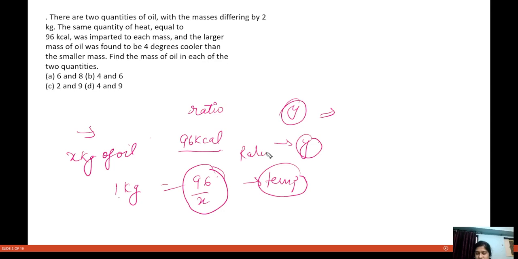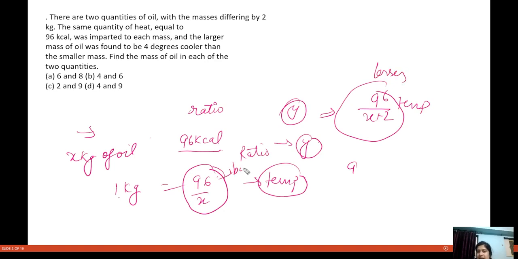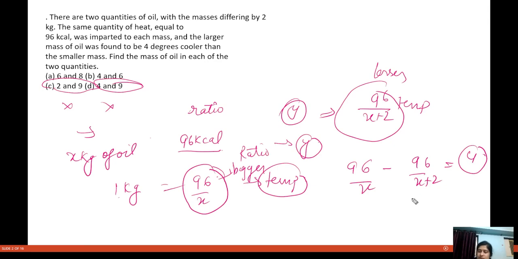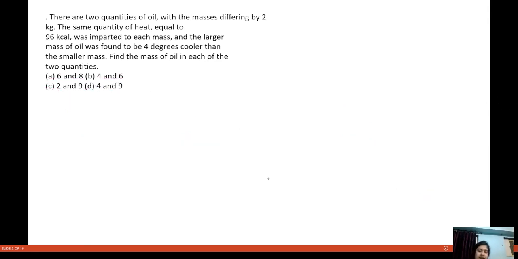We are just taking ratio. Okay, and similarly 96 divided by x plus 2 is giving you the temperature. So obviously you know this will be a lesser quantity and this will be a bigger quantity when you divide 96 by x minus 96 divided by x plus 2. So you will get this equal to 4. Now you have only two options to check from because this and this will not work. So definitely you can check for your answer. I hope this is clear to everybody.